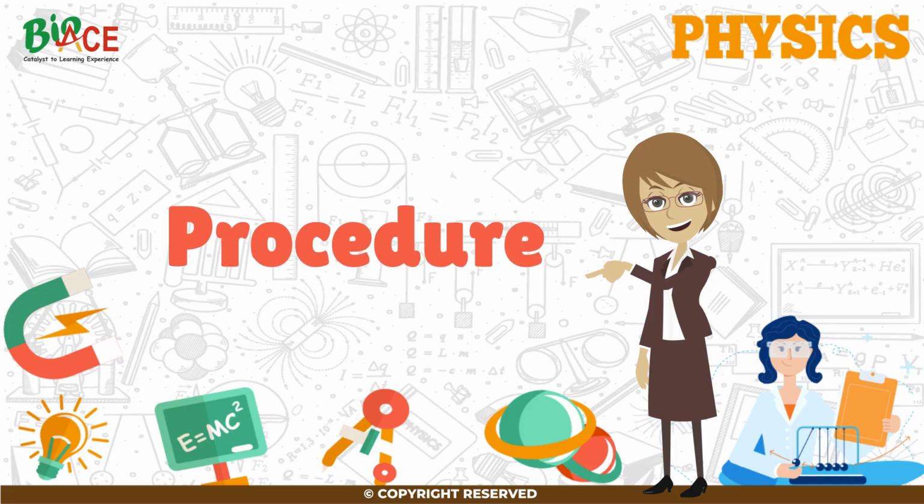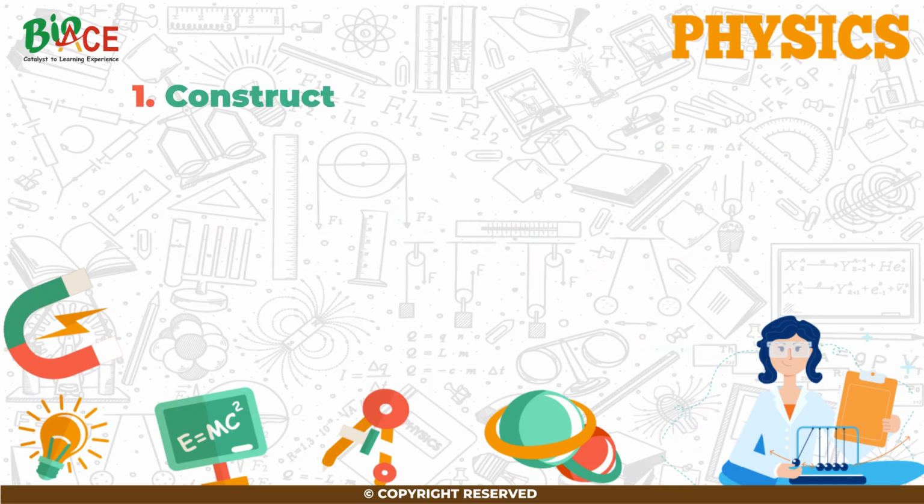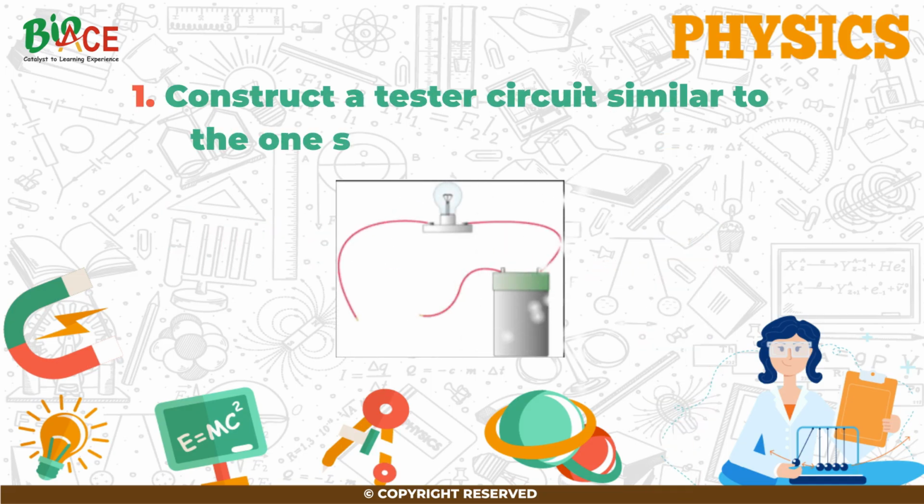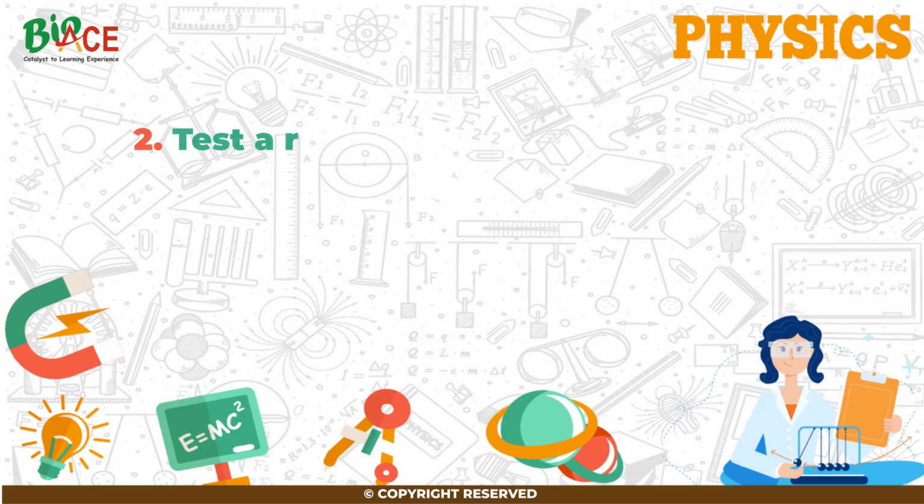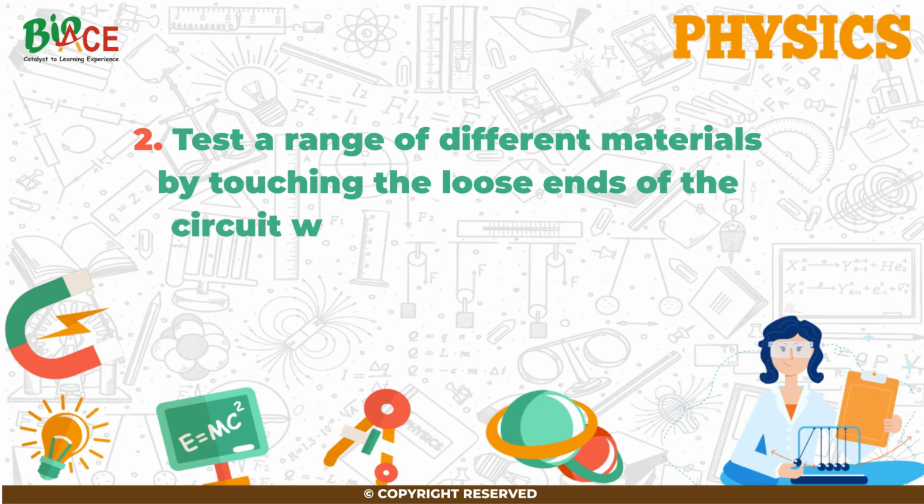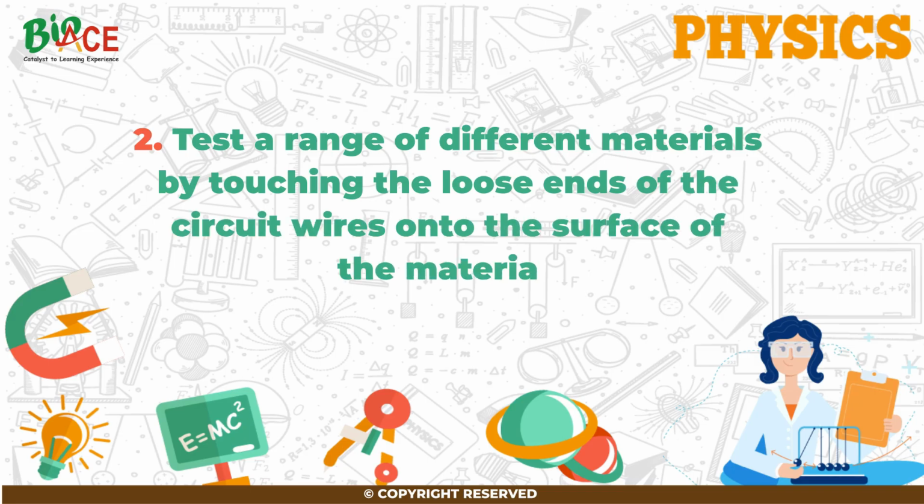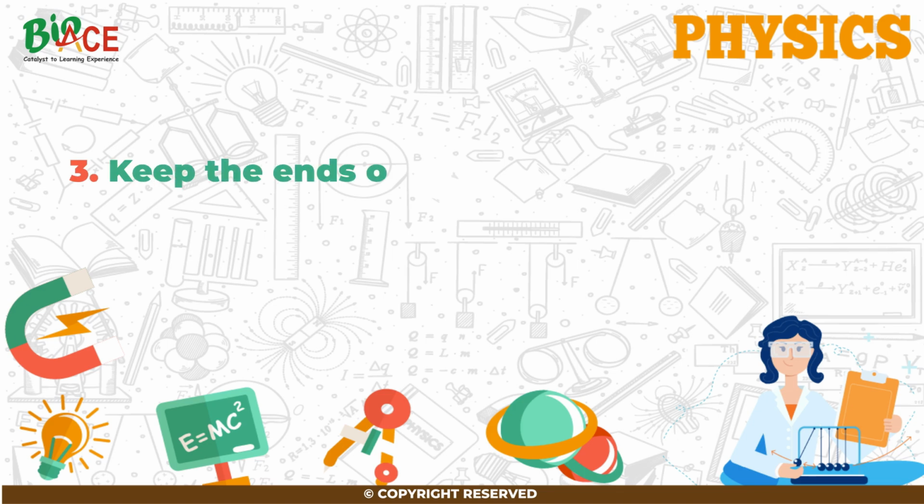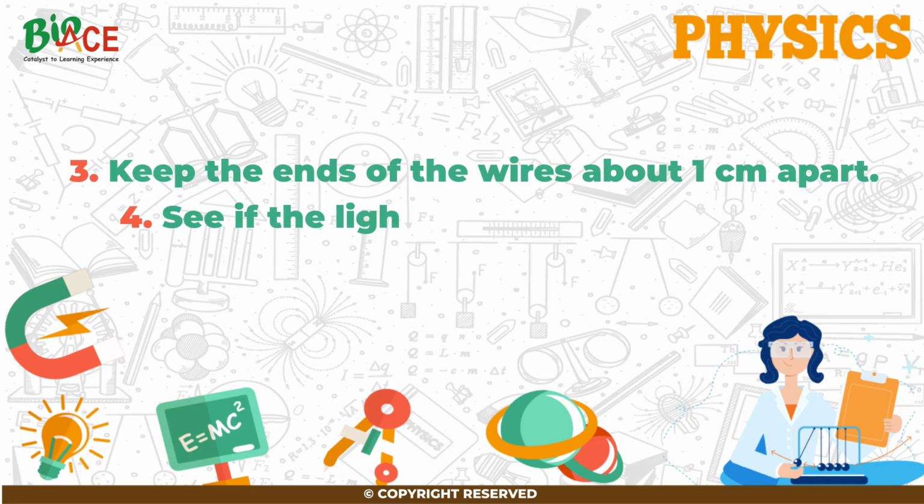Procedure. 1. Construct or test a circuit similar to the one shown in the diagram. 2. Test a range of different materials by touching the loose ends of the circuit wires onto the surface of the material. 3. Keep the ends of the wires about 1 cm apart. 4. See if the torch bulb glows or not.